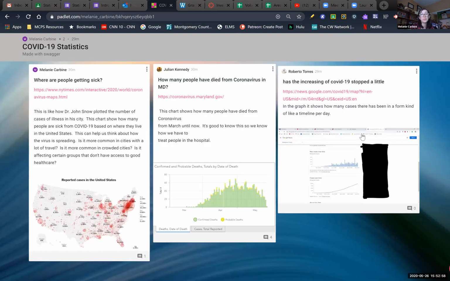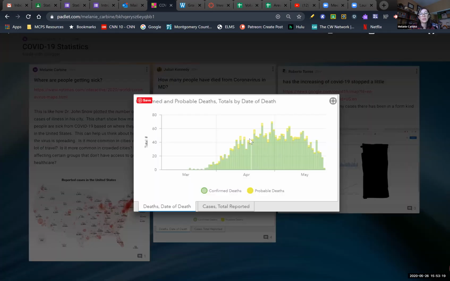This other example is a pretty good one. These two others are pretty good. So Julian said that this graph is answering the question of how many people have died or are dying from COVID-19 in Maryland. The chart shows how many people have died from coronavirus from March until now, and it's good to know this so we know how to treat people in the hospital. You can see that it started in March, it got pretty high in the middle of April, and it has started to come down in May. It says deaths, and it's got confirmed cases, confirmed deaths, and probable deaths. So this is why in the news we've heard that Maryland is reopening.